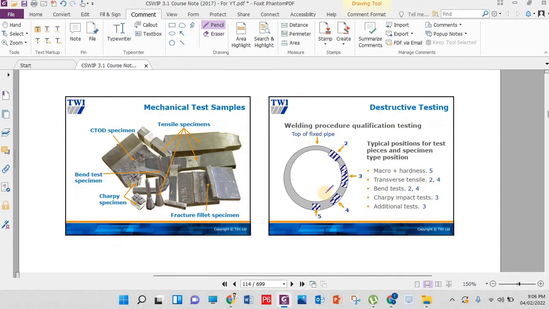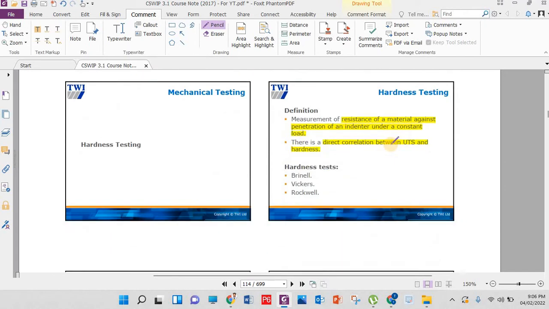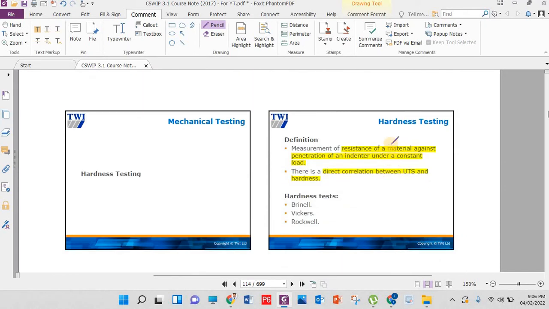If I am trying to break some material and it is being resisted, that is known as tensile strength, the strength of the material. You can see different kinds of mechanical test samples, like tensile samples. CTOD means crack tip opening displacement. I will explain further. We have the bend test, Charpy V-notch testing, fillet fracture test, etc. So this is all just an introduction, an overview, no worry. You don't need to consider these the main points. I will give you the main points as well.